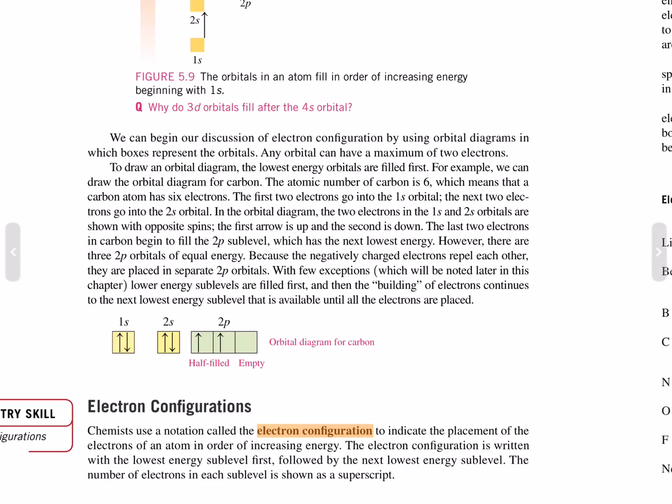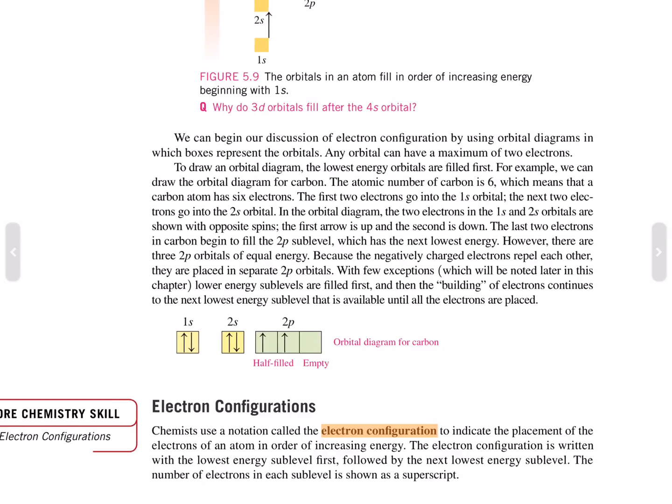However, there are 3 2p orbitals of equal energy. Because the negatively charged electrons repel each other, they are placed in separate 2p orbitals. With few exceptions, which will be noted later in the chapter, lower energy levels are filled first, and then the building of electrons continues up to the next lowest energy level that is available until all the electrons are placed.